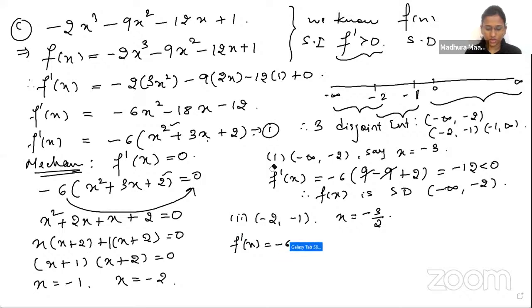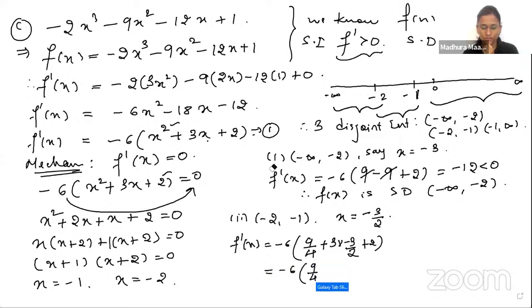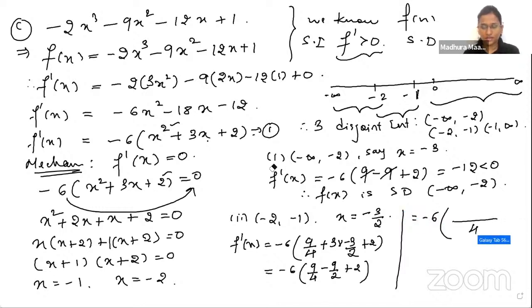So this is minus 6. X square, minus 3/2 whole square, is 9/4. Plus 3 into minus 3/2, plus 2. Okay. So this is minus 6 into 9/4 minus 9/2 plus 2. Correct? So take the LCM and solve. What does this come to? Minus 6. What is the LCM here? 4 is the LCM. Is that correct?